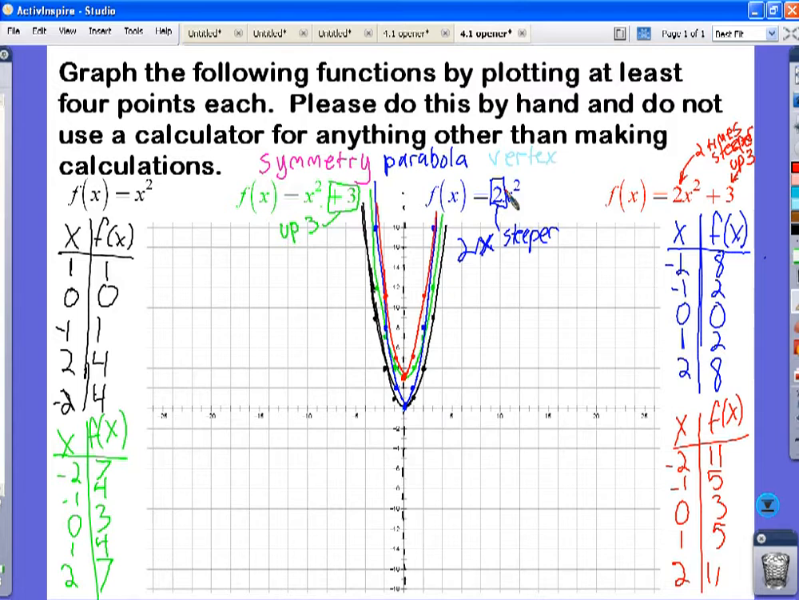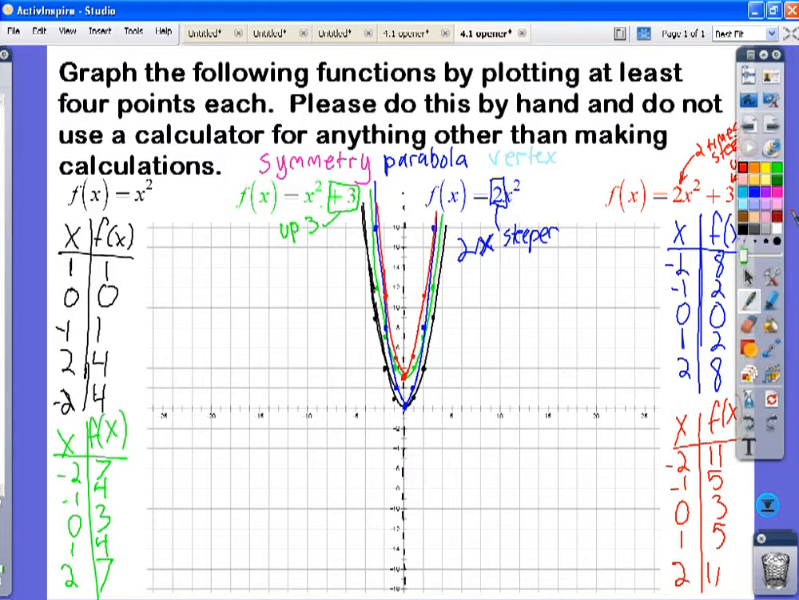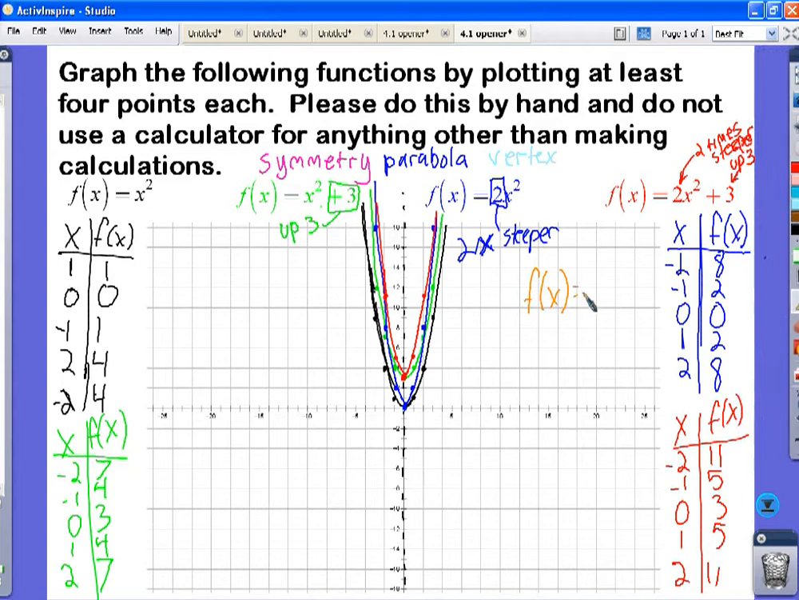How could we make it less steep? How could we make a new function that's less steep than this black one? Let's try negative. Negative 2. f of x equals negative x squared. Now keep in mind, when we put a negative in there, the negative is after you square, right? It's not before you square. That means everything will be negative, right?